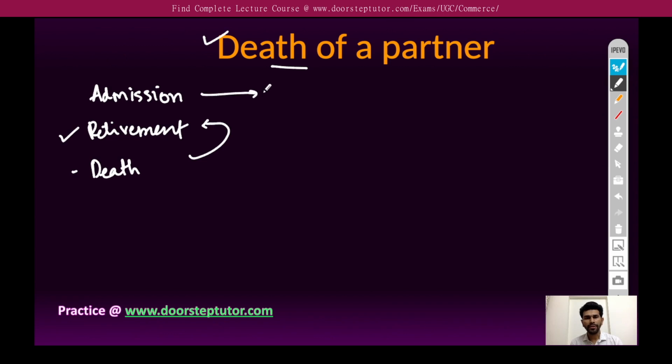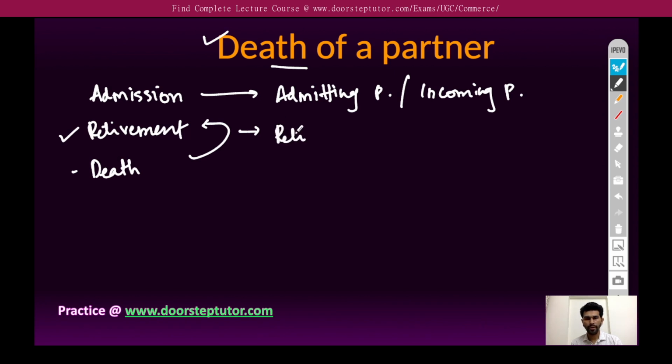At the time of admission, the incoming partner is called the admitting partner. At the time of retirement, the outgoing partner is called the retiring partner. Admitting or incoming partner, retiring or outgoing partner. In case of death, the partner is called the deceased partner.